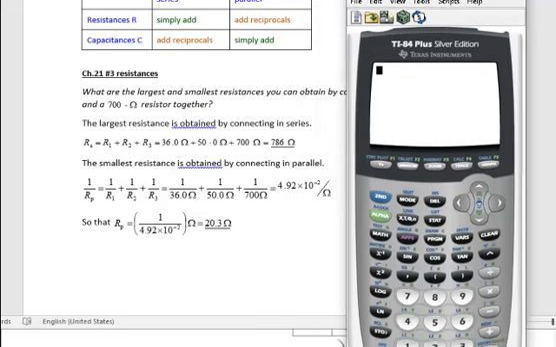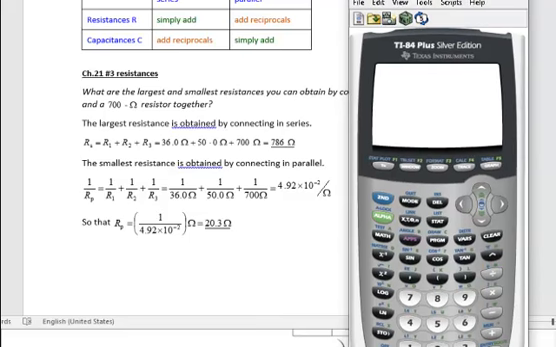So let's do the reciprocal one. There are several ways of doing it. This is my way. You don't have to do it that way. I plug in 36 to the negative 1 power plus 50 to the negative 1 power plus 700 to the negative 1 power. Close the parentheses, and then I need to invert it again. There we go. Enter. And of course, I come up with the 20.3 ohms.